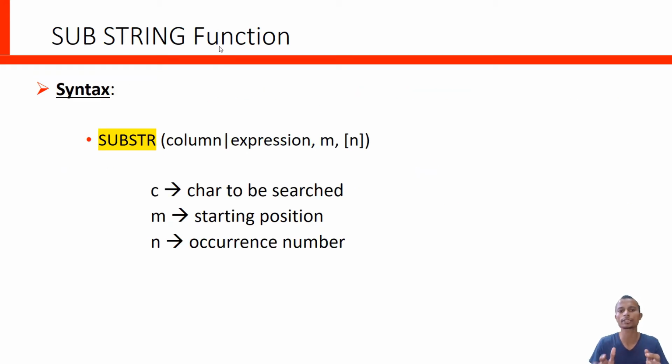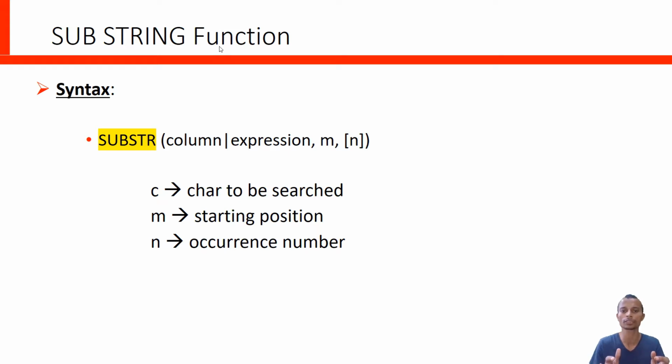The syntax to be followed is substr, passing three parameters: the first is a column or expression, the second is m, and the third is n, which is optional. The column or expression is the character string to be searched, m represents the starting position, and n represents the number of characters. Points to remember: if m is 0, it is treated as 1.